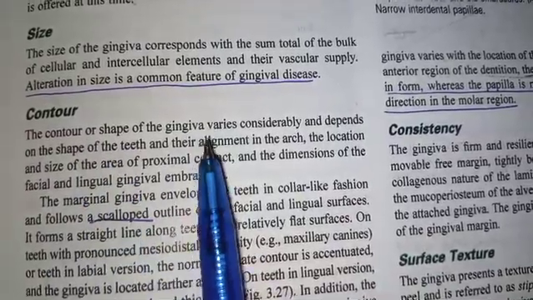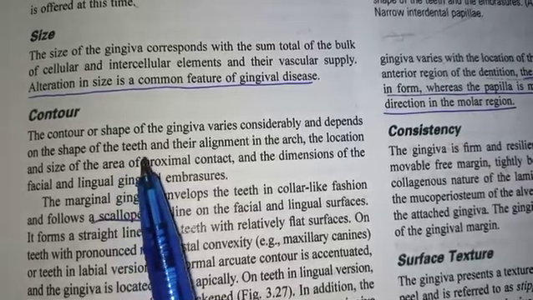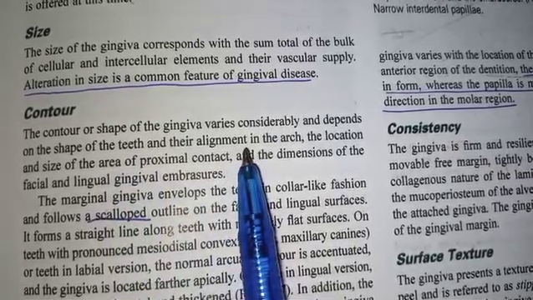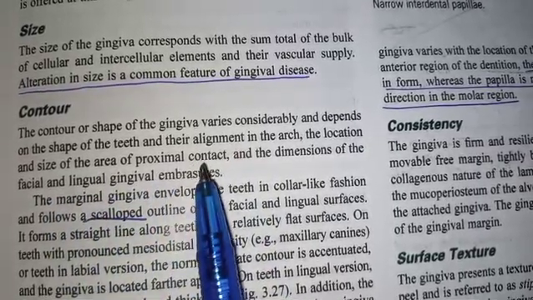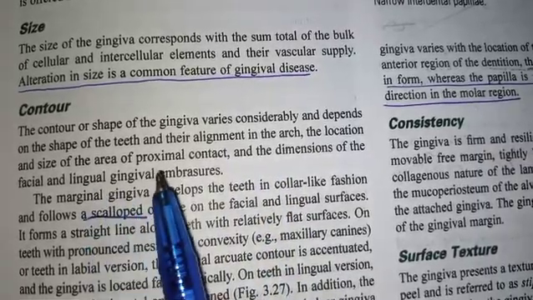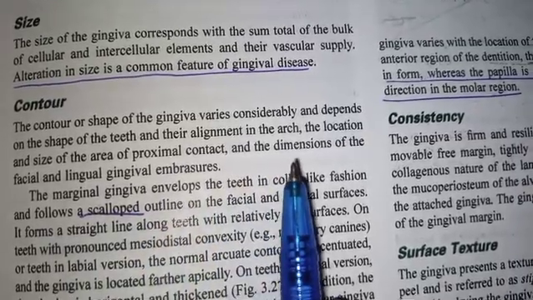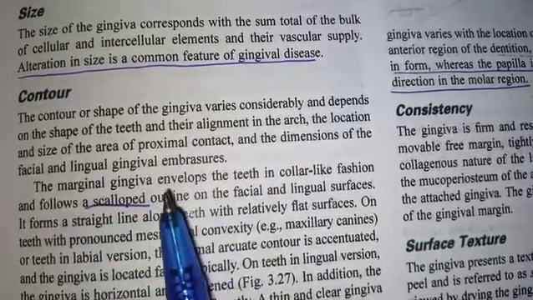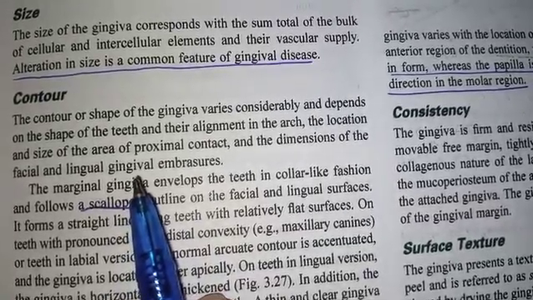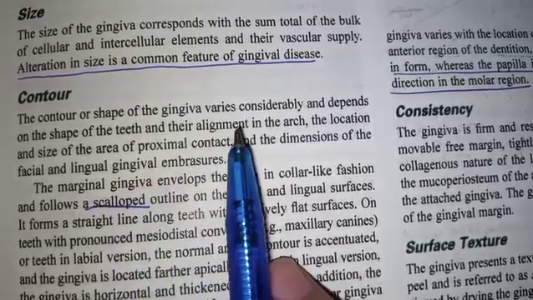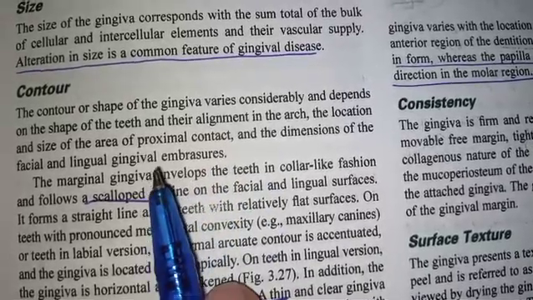Now, contour is another feature. The shape or contour of the gingiva varies considerably, and it depends on the teeth: the shape of the teeth, how the teeth are aligned in the arch, the location and size of the proximal contact areas, and the dimensions of the facial and lingual gingival embrasures. So basically the contour depends on the shape of the teeth, the alignment of the teeth in the arch, the location and size of the contact points, and the dimensions of the gingival embrasures.